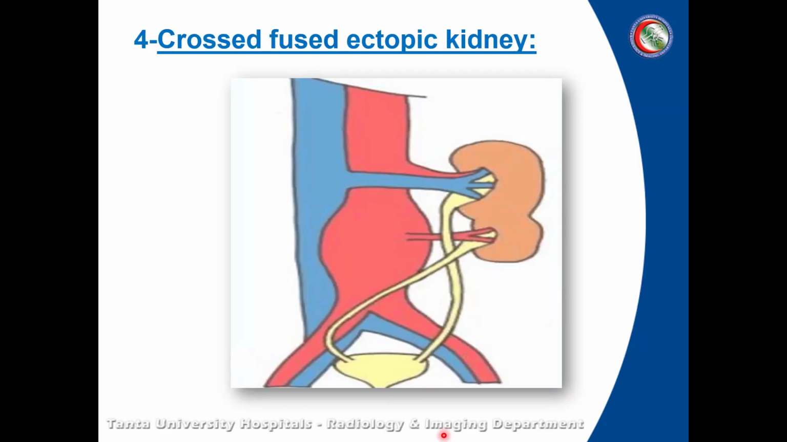The fourth one of congenital anomalies is crossed fused ectopic kidney. What's meant by crossed fused ectopic kidney is that the kidney on one side is crossed to the opposite side to get fused with the lower pole of the kidney on the other side, but its ureter crosses to end in the normal vesico-ureteric orifice on its normal site. So it's called crossed fused ectopic kidney, as it's crossing to the opposite side to fuse with the other kidney.